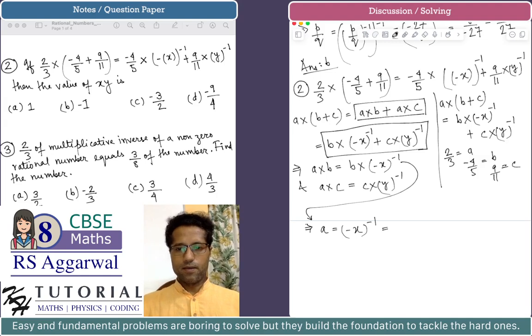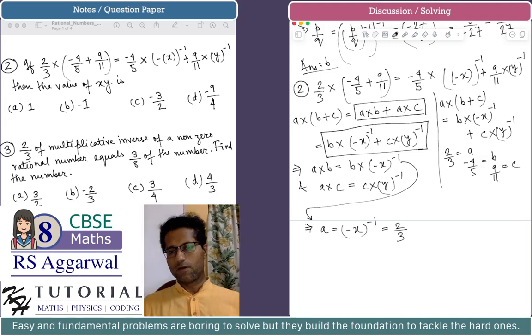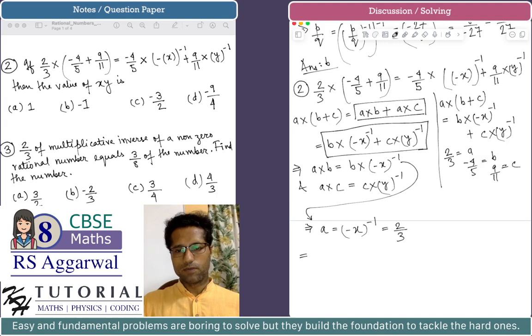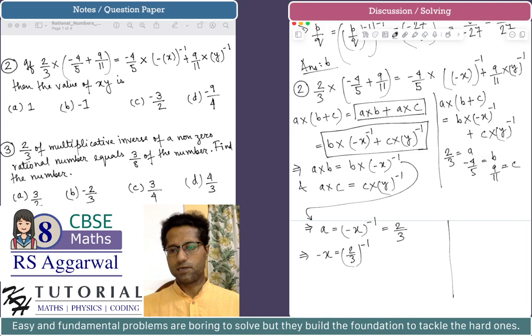Now, a we know is 2 by 3 as per the given equation. So the reciprocal of minus x is 2 by 3. This implies minus x will be equal to the reciprocal of 2 by 3. Now you must understand that if the reciprocal of a is given as b, this implies that a is equal to the reciprocal of b.